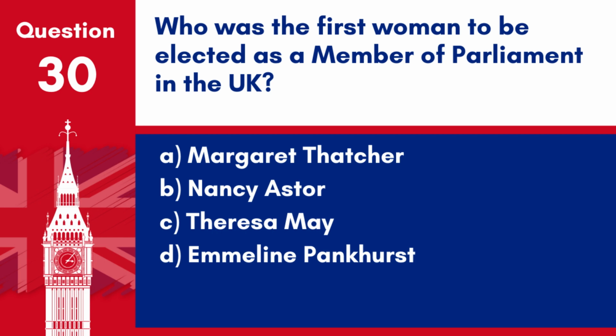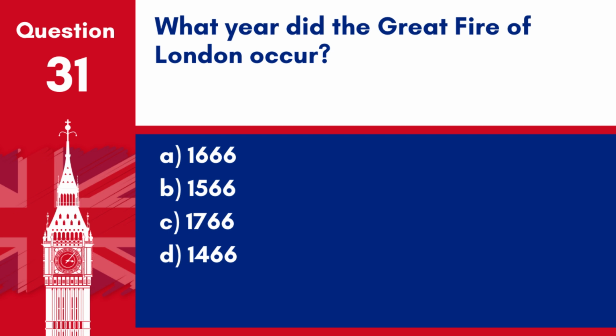Answer: B. Nancy Astor. The first woman to be elected as a Member of Parliament in the UK was Nancy Astor. Question 31. What year did the Great Fire of London occur? A. 1666. B. 1566. C. 1766. D. 1466.